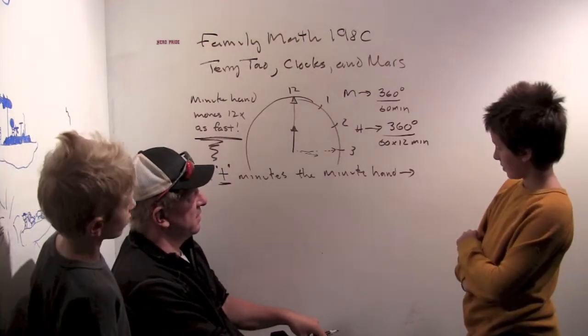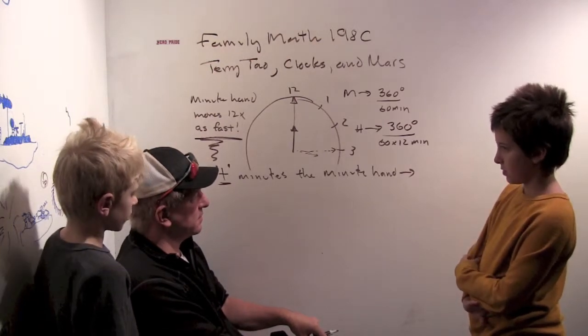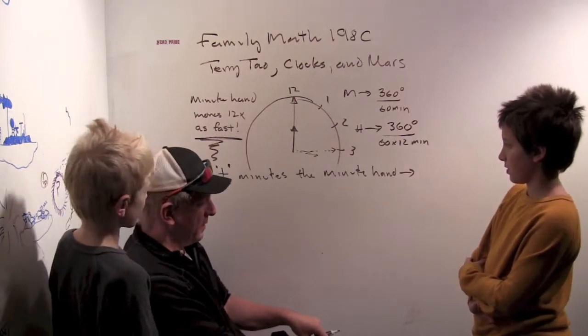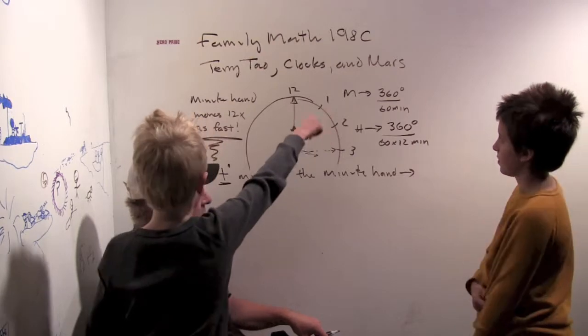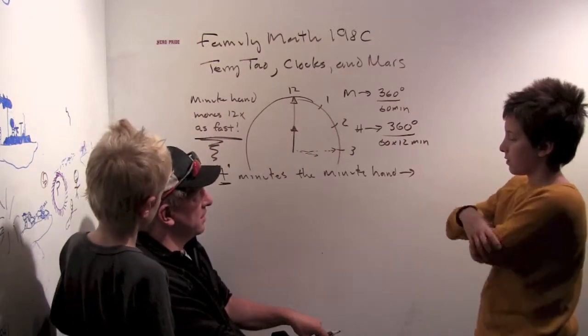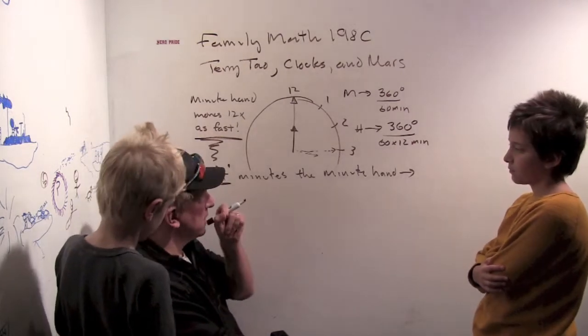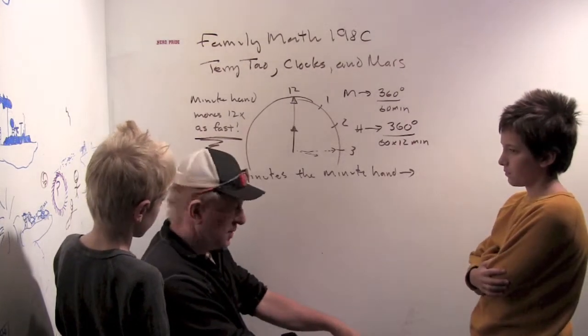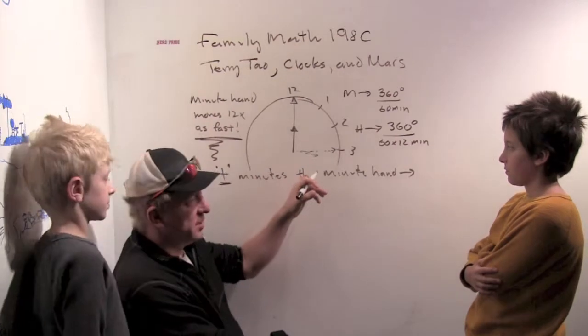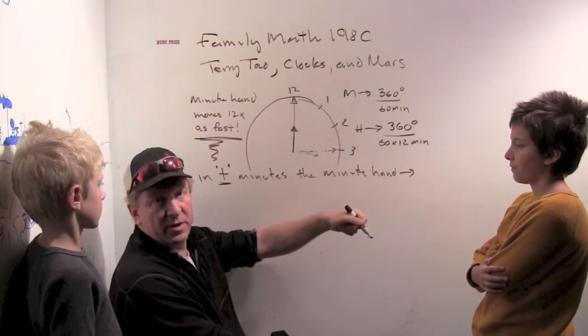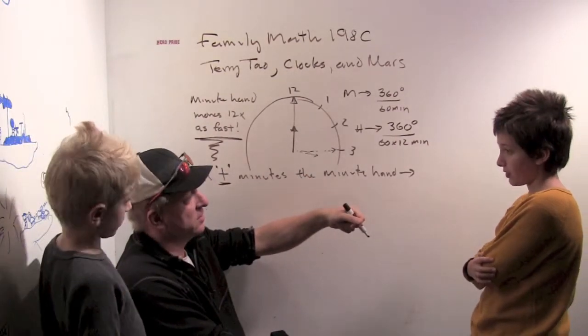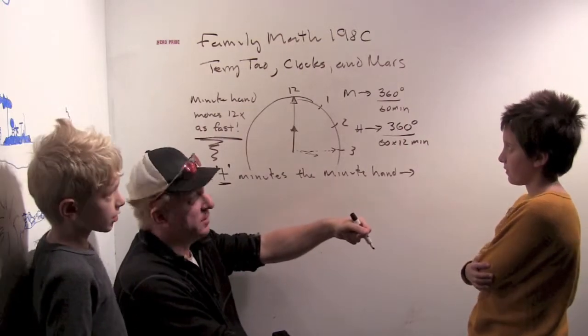Well, we could just add a t in on both sides. So 6t degrees in t minutes. Very good. So we just multiply by t. So for example, in 2 minutes, how far does it go? It would be 12 degrees. In 3 minutes, how far does it go?